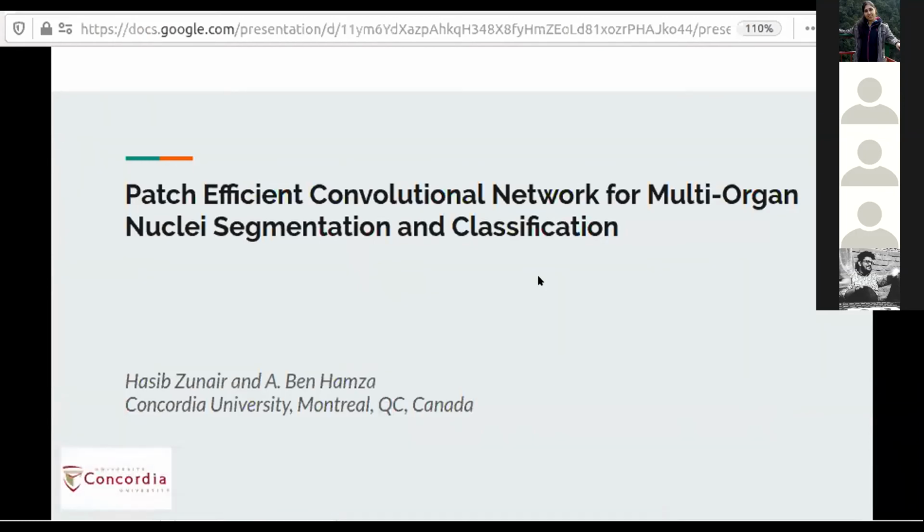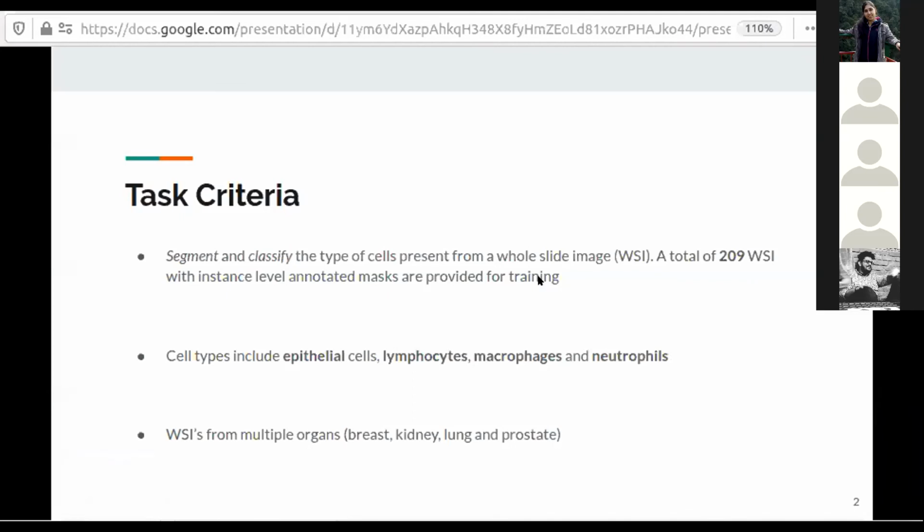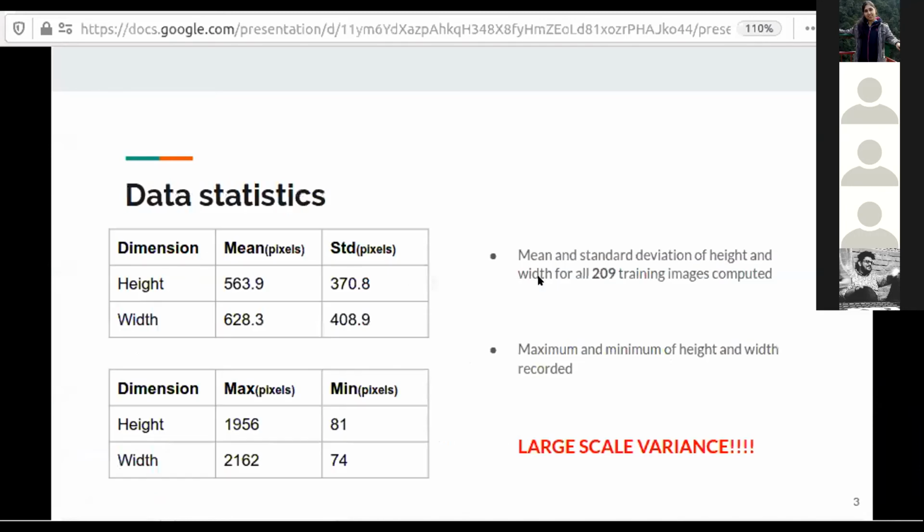Okay. Hello everyone, I'm Hasib Zunair. I'm a first year master's student at Concordia University, and I'll be explaining my method for the MoNuSAC challenge. This project was done in collaboration with my master's supervisor, Ben Hamza. I think this is pretty much clarified through all of the slides, so I won't go into this in detail. I will just go directly to what we actually did in the work.